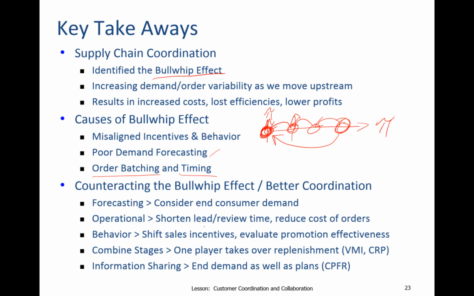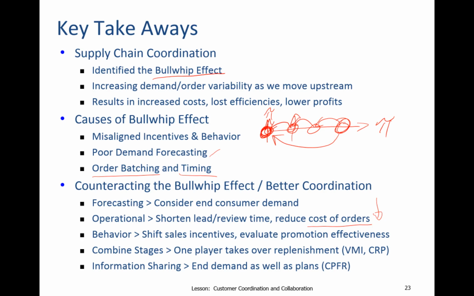Shorten your lead time, shorten your review time, reduce the cost of placing an order, whether that's through better transportation options, more efficient ordering policies, electronic data interchange, all these different things which effectively lower the cost of an order, therefore lower the lot size, which means I can have more frequent delivery.